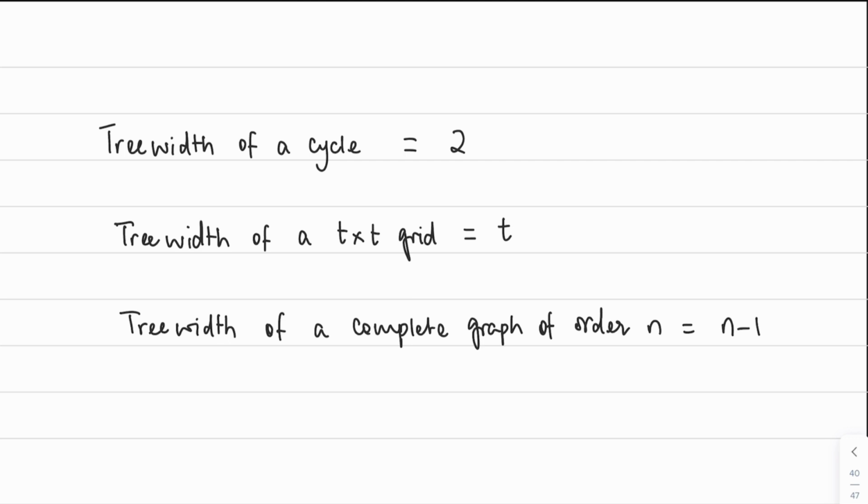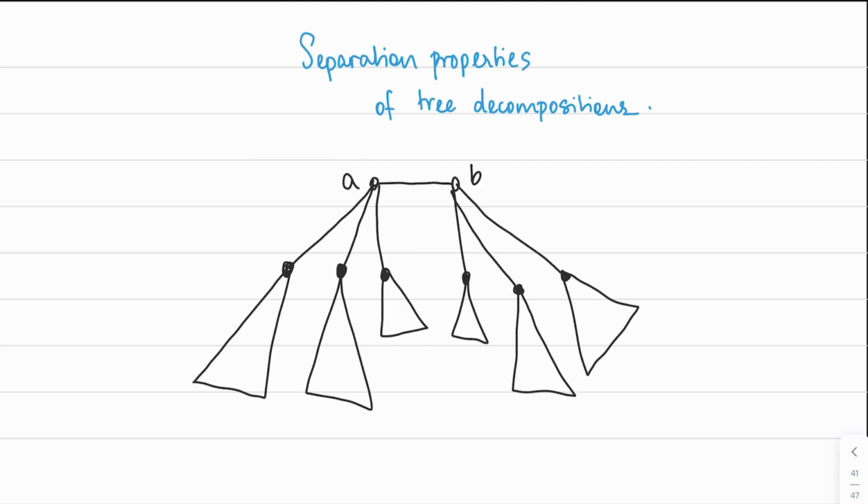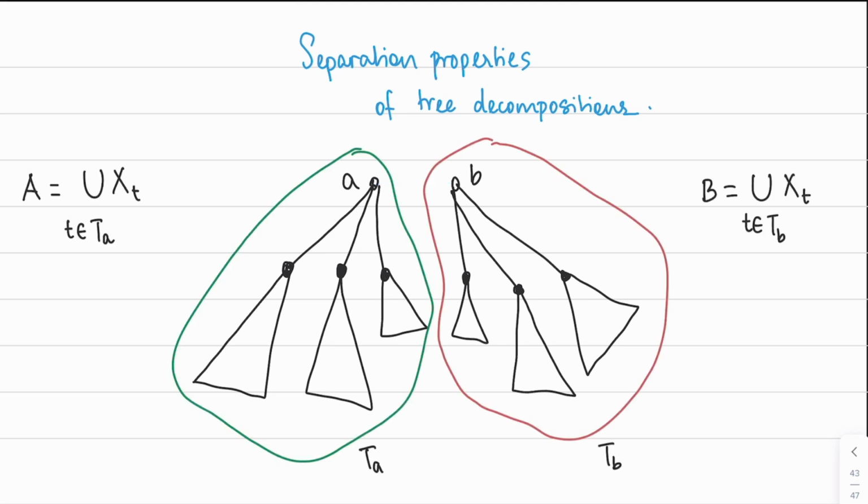Let's now move on and talk about some separation properties that tree decompositions have. So first we are going to talk about separation along an edge. So let's pick an arbitrary edge in the tree associated with the tree decomposition. Let's call this edge AB. And let's look at what happens when we remove the edge AB from the tree. When you remove an edge from a tree, the tree falls apart into two subtrees, one rooted at A and the other rooted at B. So let's call these pieces TA and TB.